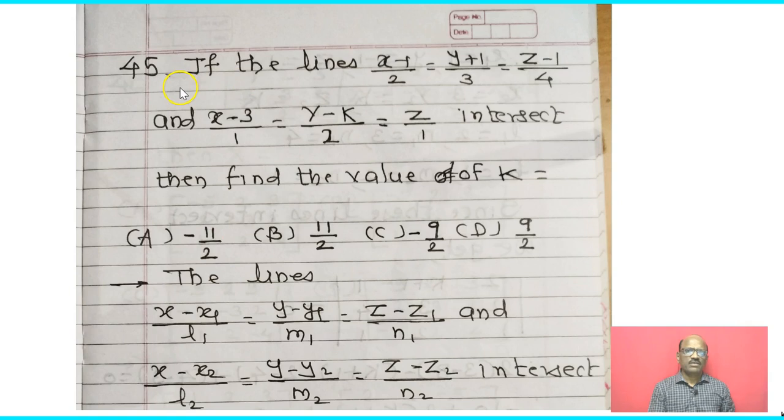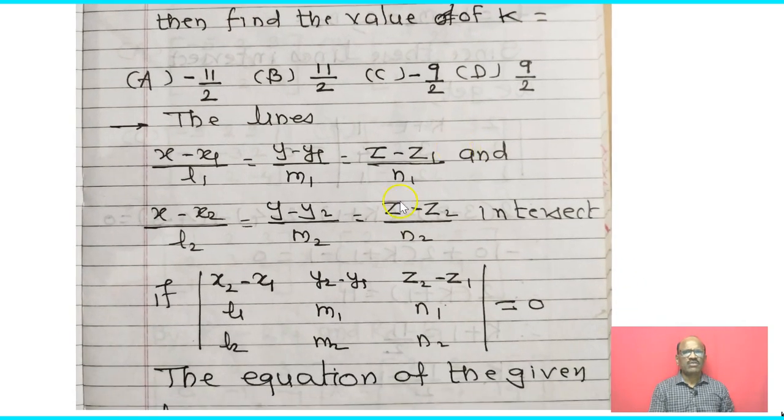Now question number 45: if the lines (x minus 1)/2, (y plus 1)/3, (z minus 1)/4 and (x minus 3)/1, (y minus k)/2, z/1 intersect, then find the coordinate of the point. Now as these two lines are intersecting, they are of the form (x minus x1)/L1, (y minus y1)/M1, (z minus z1)/N1, and (x minus x2)/L2, (y minus y2)/M2, (z minus z2)/N2.